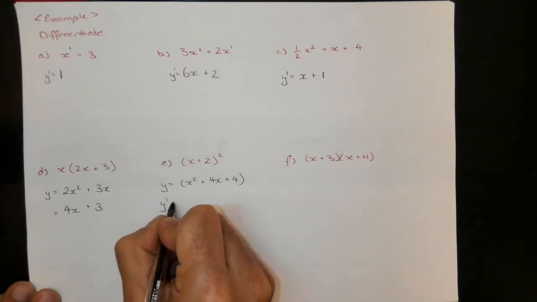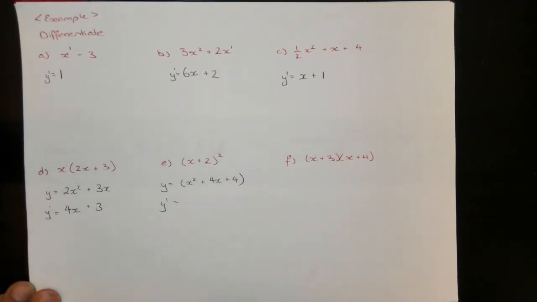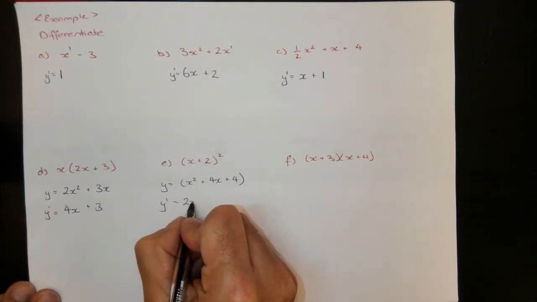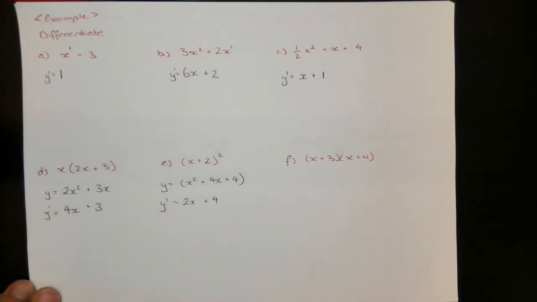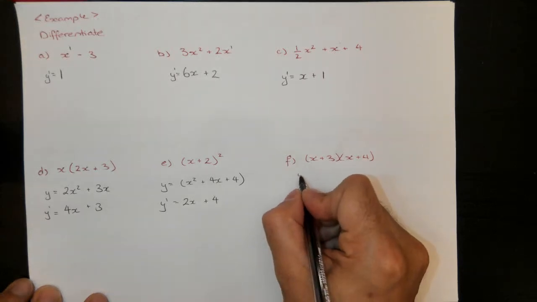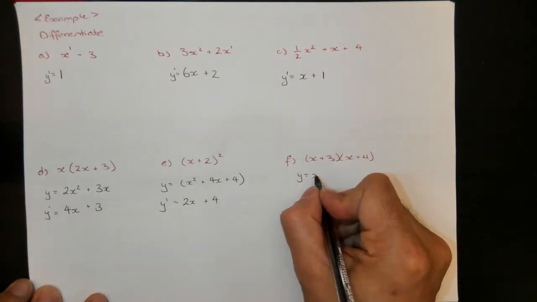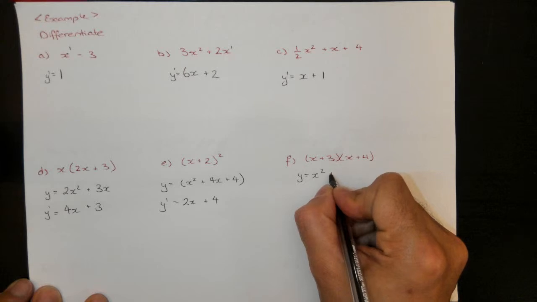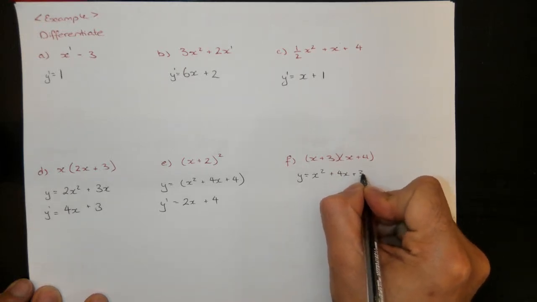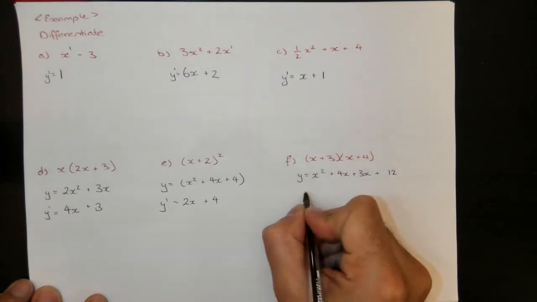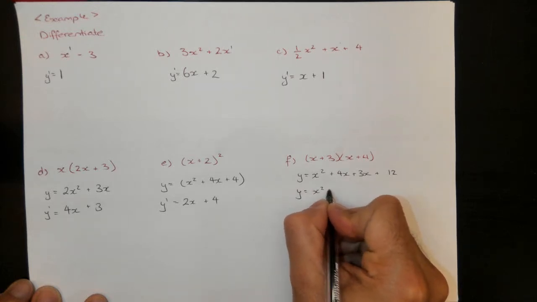If we differentiate that, we get 2x plus 4. Once again, in this example, we expand out. We've got x squared plus 4x plus 3x plus 12. Collect like terms.